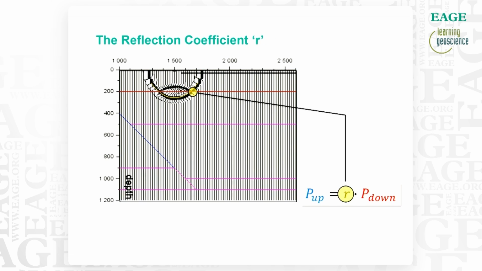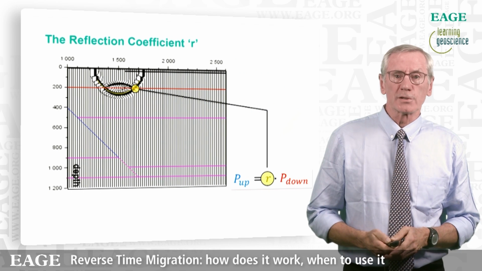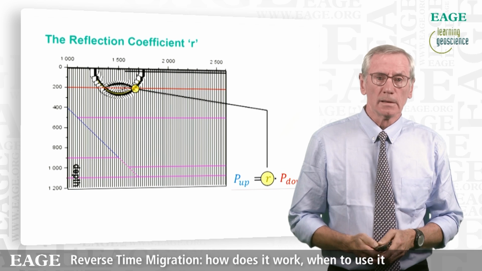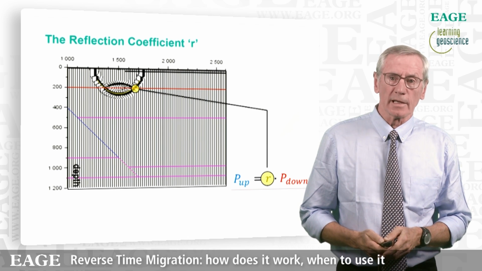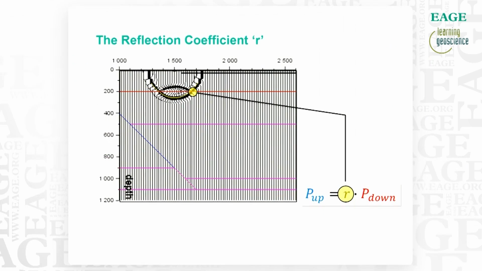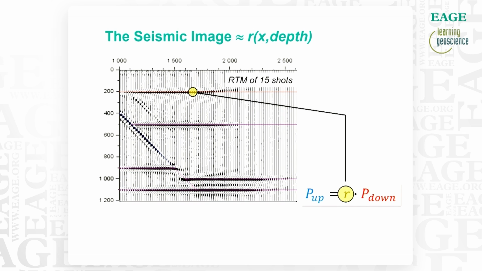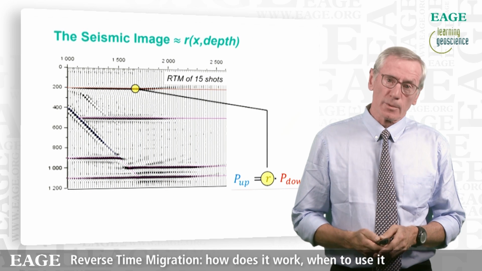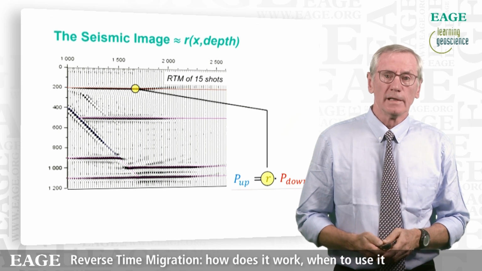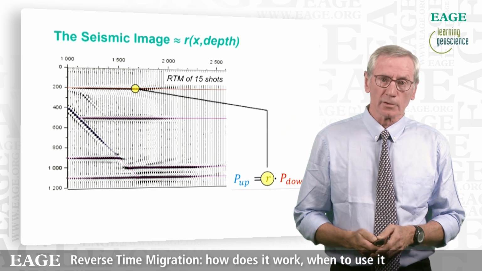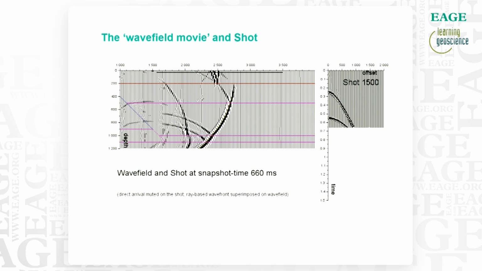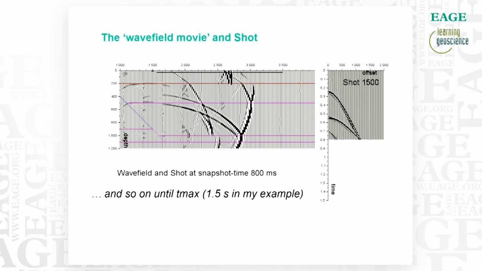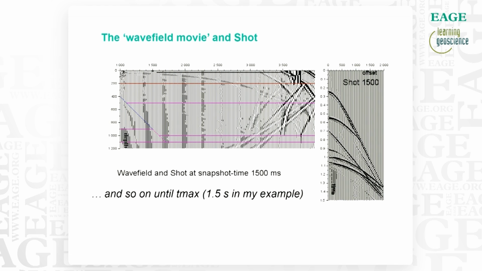The phenomenon of reflections can be quantified by the reflection coefficient of the reflector, let's call it R. By definition, the amplitude of the upgoing wavefield at the reflector is R times the amplitude of the impinging downgoing wavefield. The reflection coefficient is an important feature of today's discussion, since precisely the seismic image we are looking for is supposed to be a representation of the reflection coefficient in the Earth, as illustrated here with the result of RTM. Let the movie go on again, and so on, until maximum time 1.5 seconds in my example.